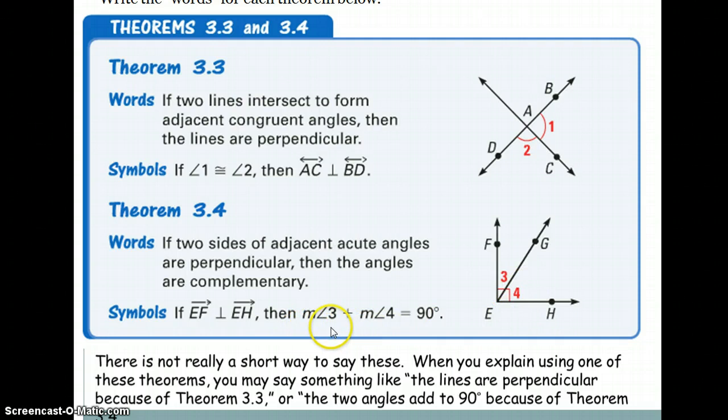The measure of angle 3 plus the measure of angle 4 equals 90 degrees. We know that because those two rays were perpendicular. Okay, put a note on there. There's really not a short way to say these.